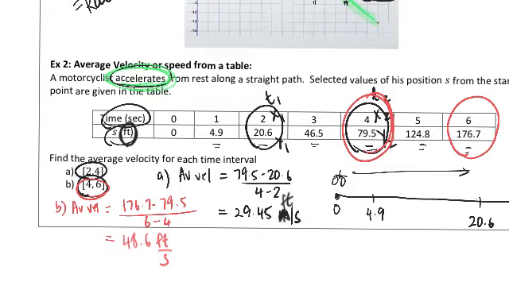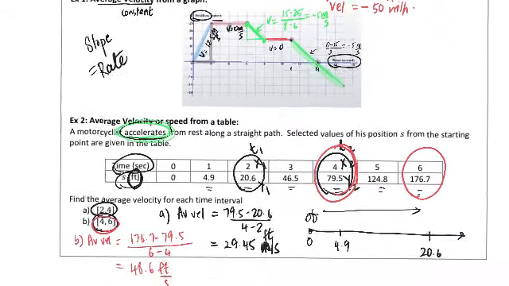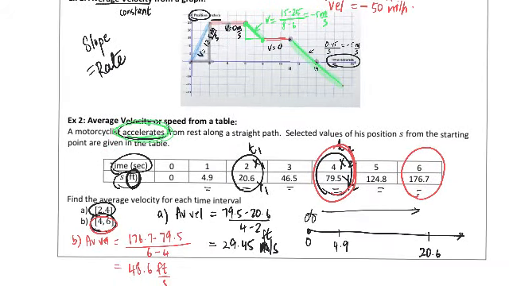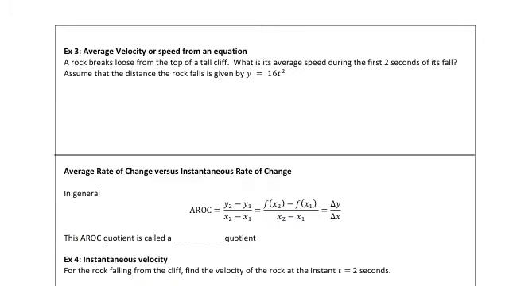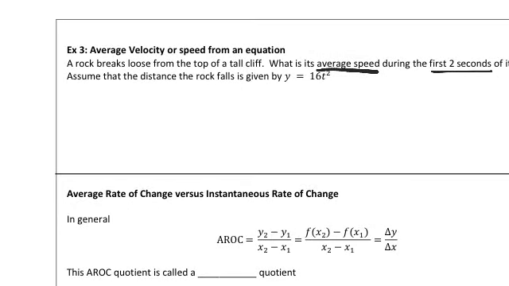Okay, so we now know how to do average velocity from a graph and also from a table. And you'll notice in both cases, we're just doing a rise over run calculation. Okay, now we need to know how to do the same thing from an equation. So example 3 says a rock breaks loose from the top of a tall cliff. What is its average speed during the first 2 seconds of the fall? Assume that the distance the rock falls is given by y is equal to 16t squared.